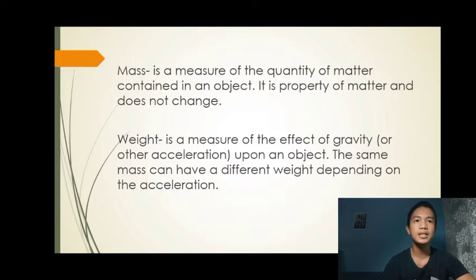Mass. Mass is a measurement of the quantity of matter contained in an object. It is a property of matter and does not change. Weight. Weight is a measurement of the effect of gravity or other acceleration upon an object. The same mass can have a different weight depending on the acceleration.